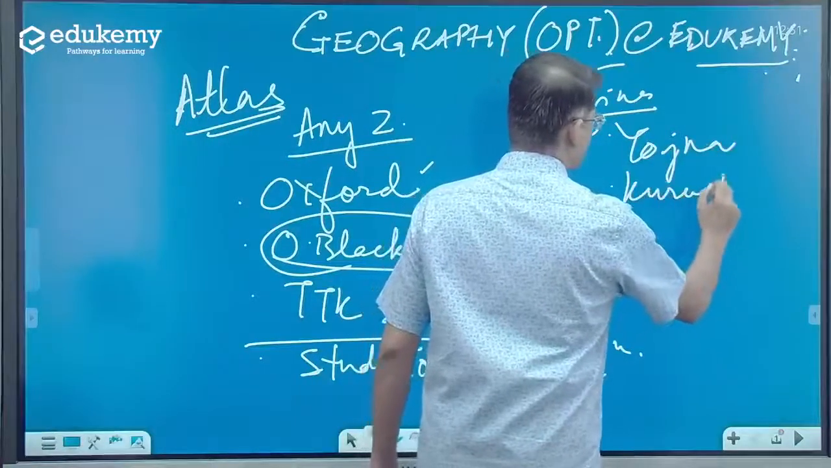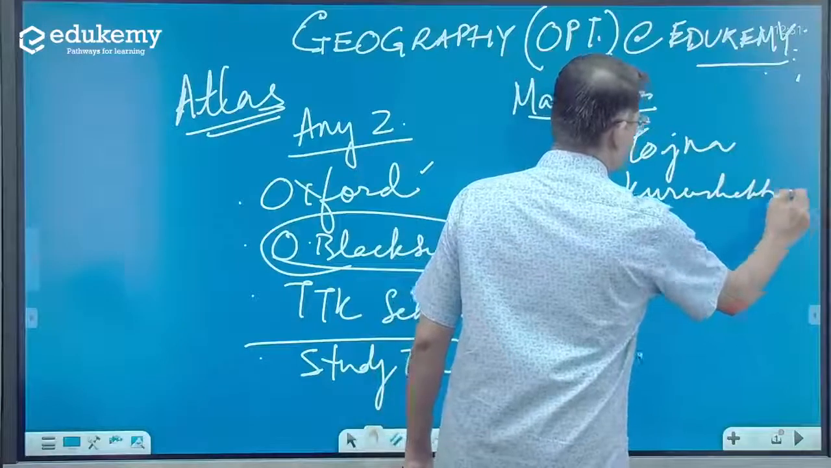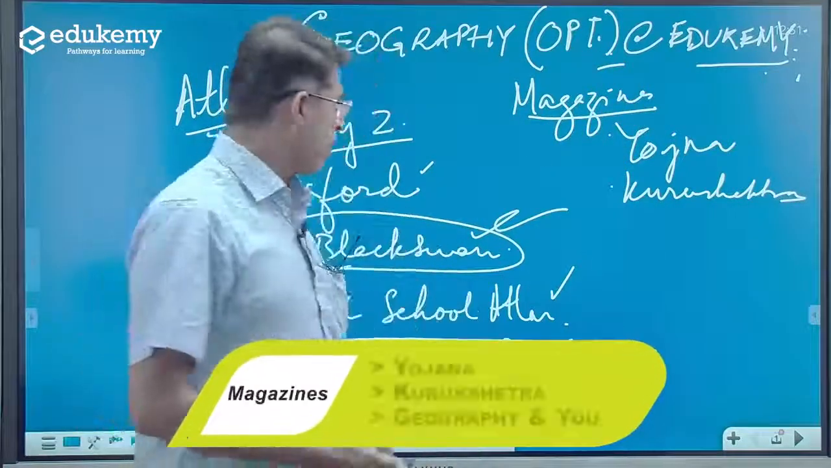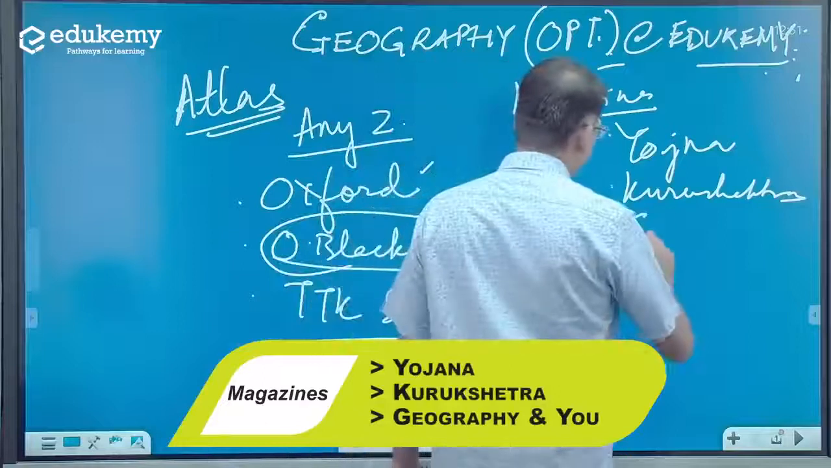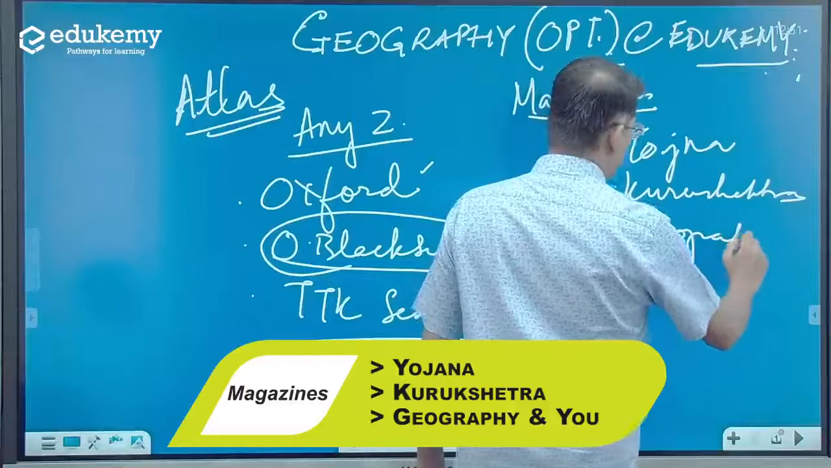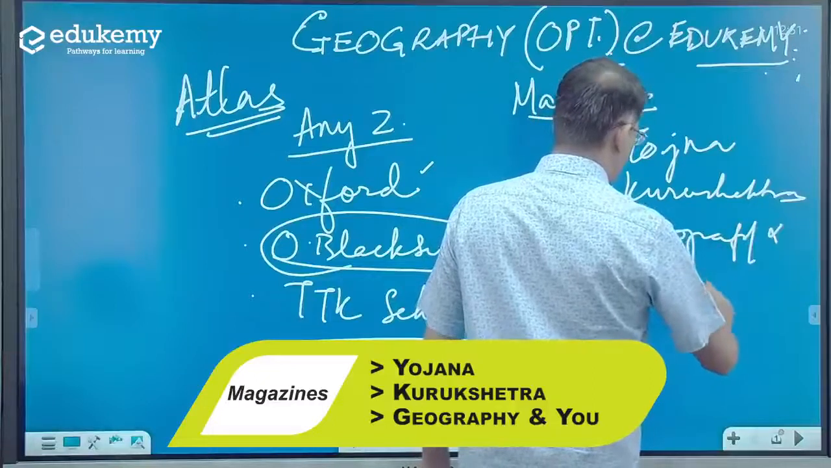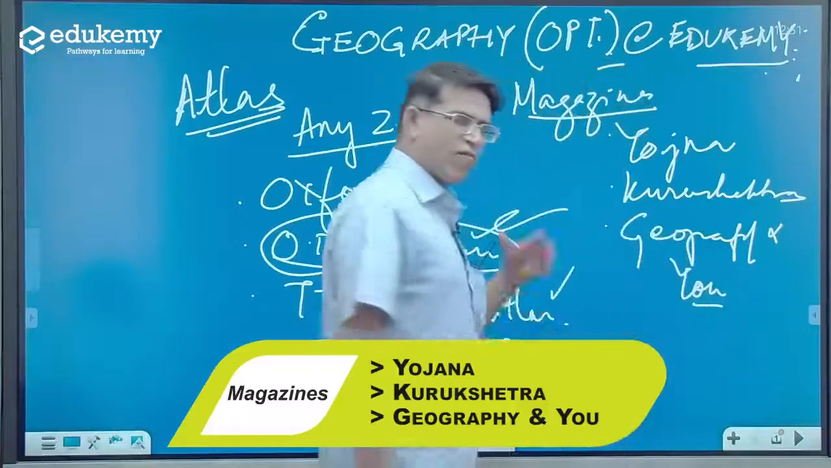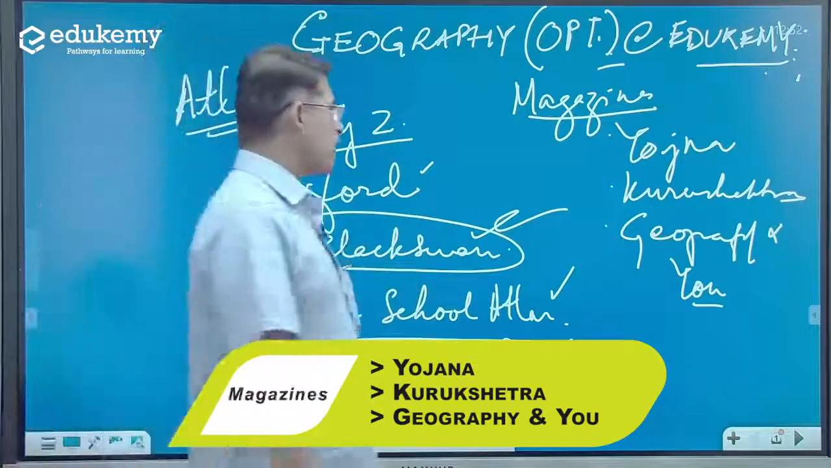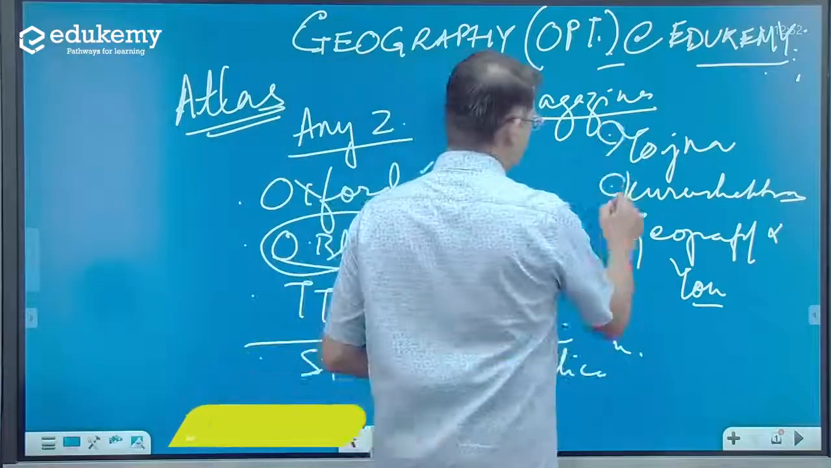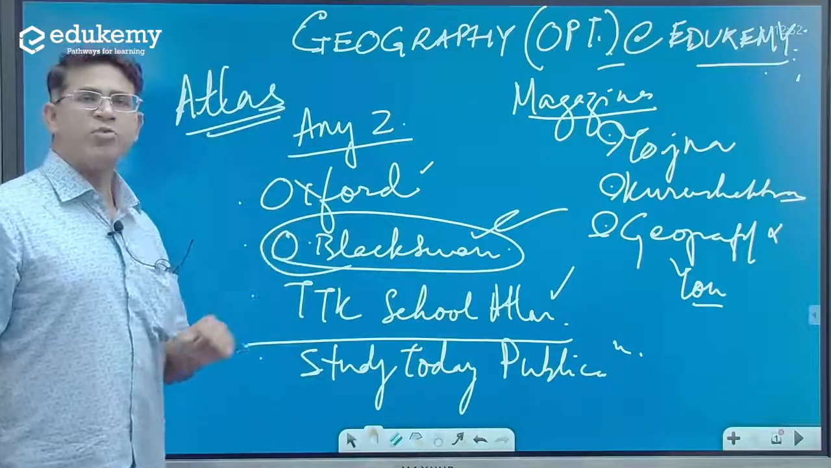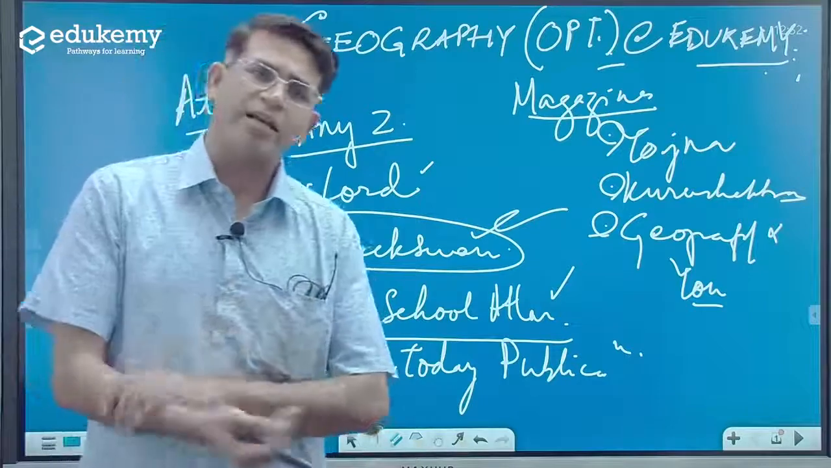Kurukshetra. Kurukshetra is an important magazine for rural development, agriculture issues. Okay, and another magazine which is becoming popular in recent years is called Geography and You. So this has a lot of environment, current development, hazard discussions. You can take up some case studies from these magazines. So this is the list of readings that you need to have in place for the classes.